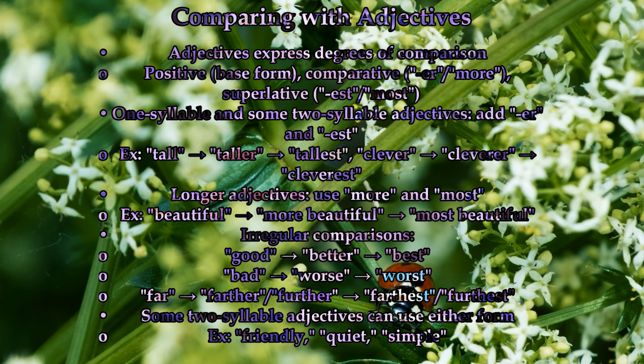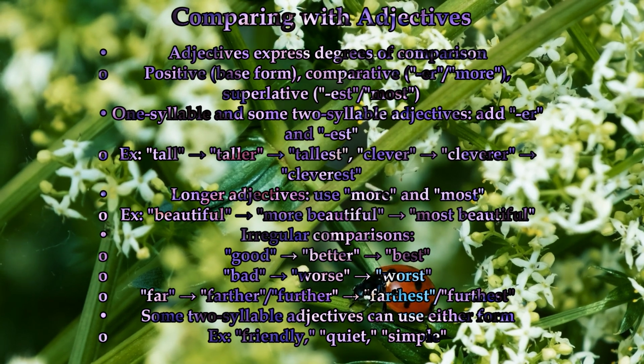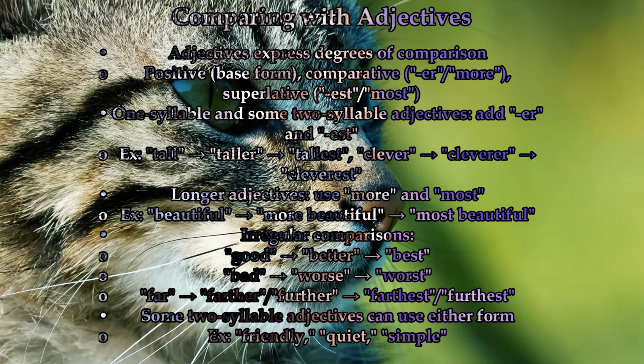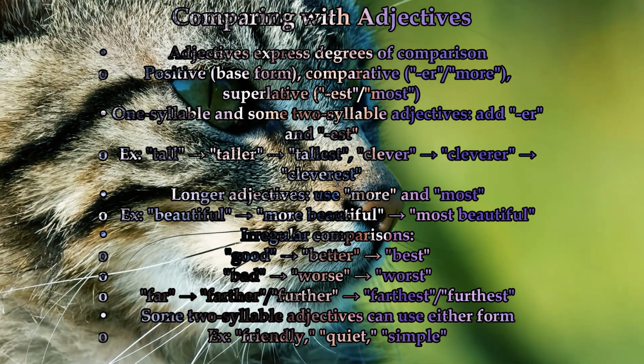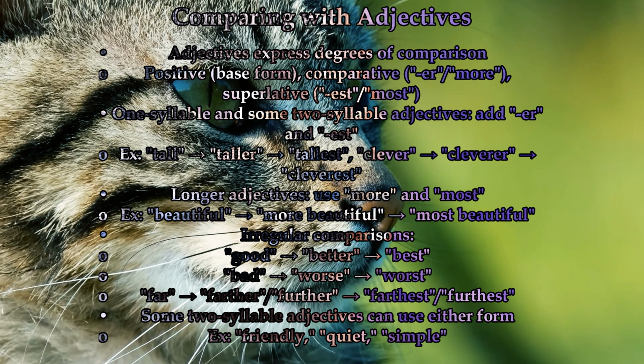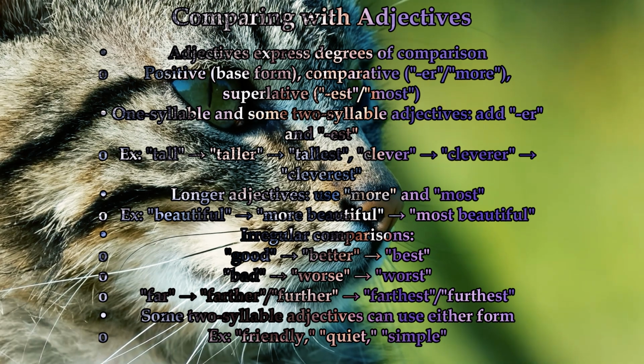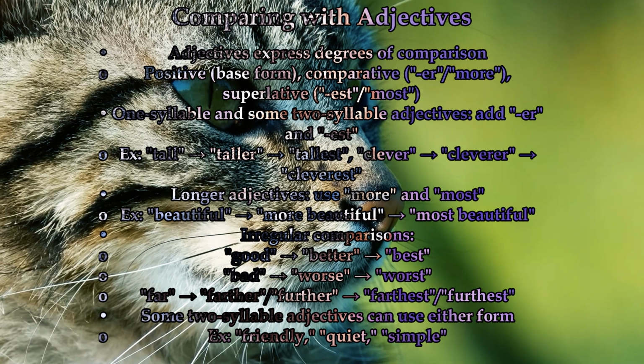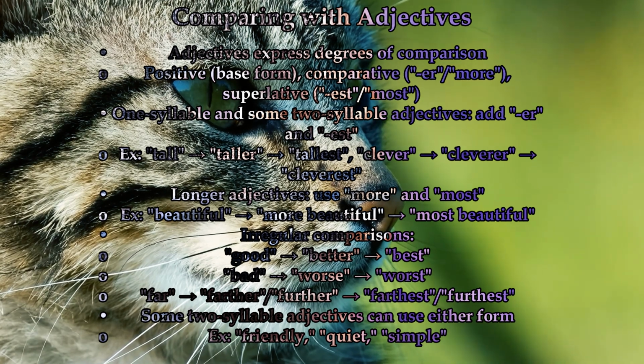1. One-syllable adjective. Tall is the positive, taller is the comparative, and tallest is the superlative. 2. Two-syllable adjective. Clever is the positive, cleverer is the comparative, and cleverest is the superlative. 3. Longer adjective. Beautiful is the positive, more beautiful is the comparative, and most beautiful is the superlative.